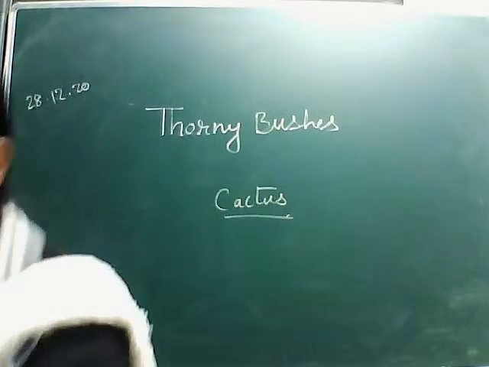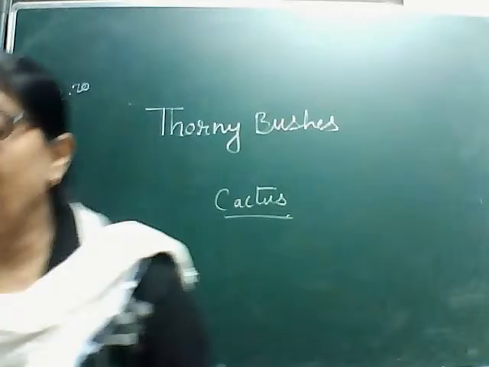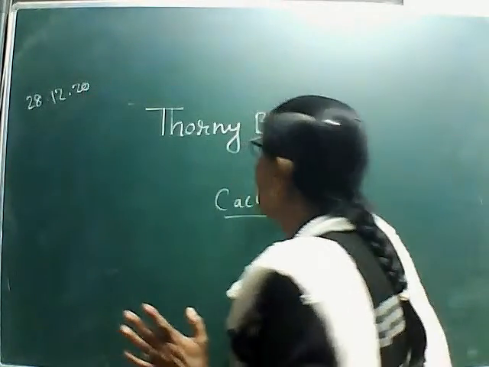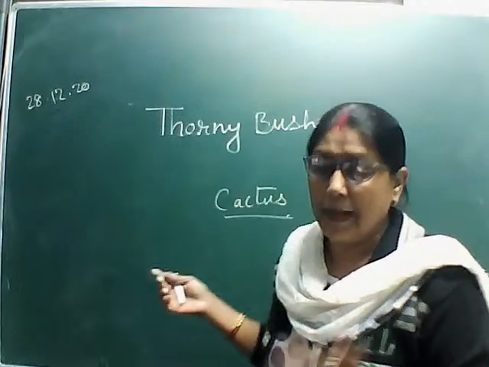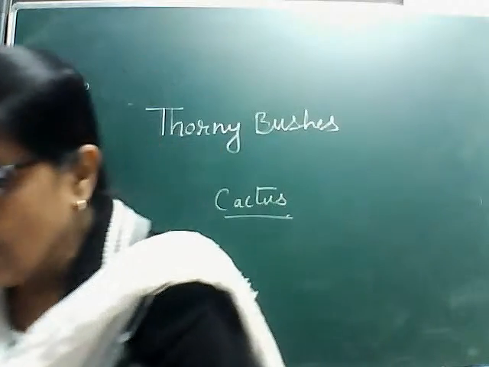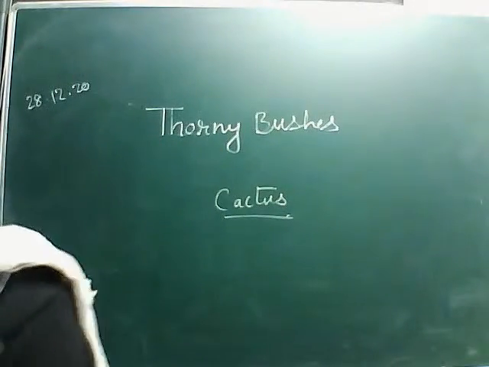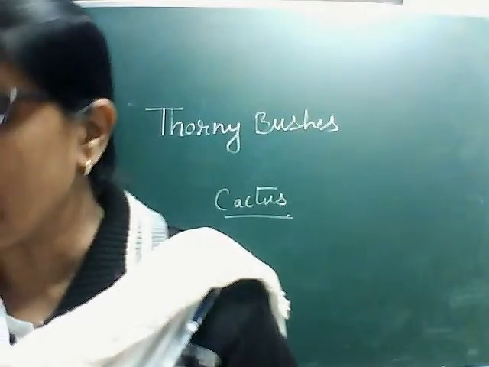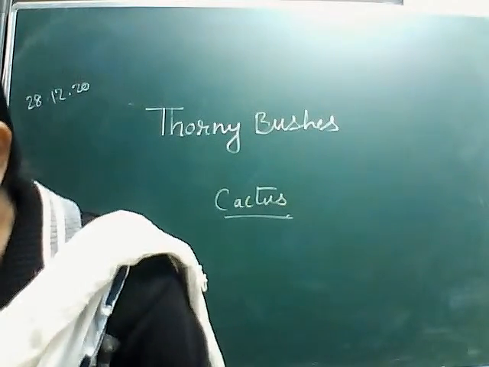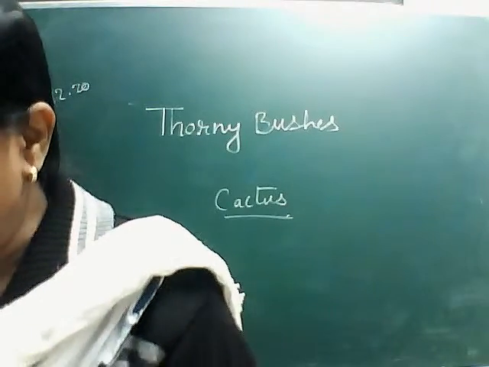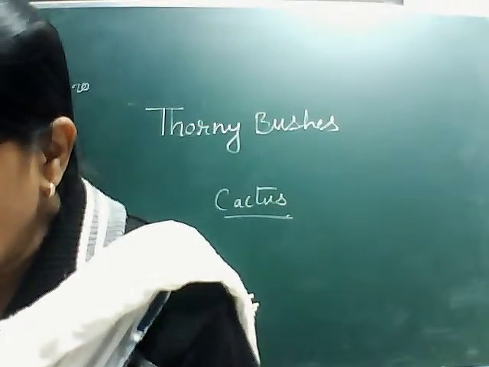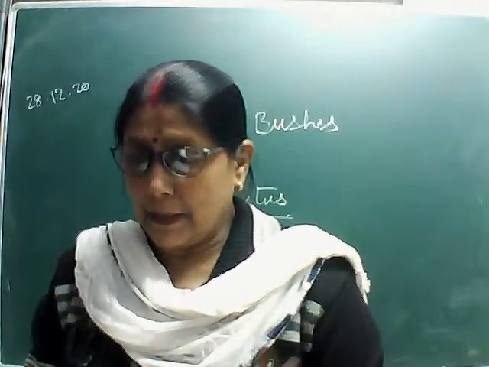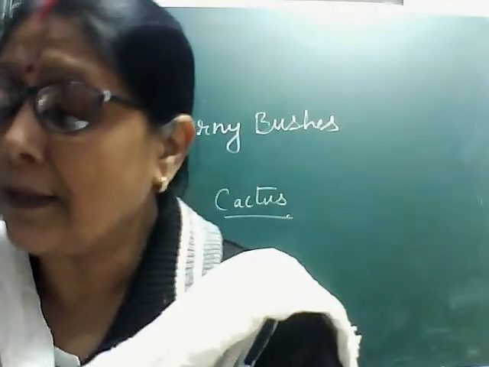Now where we can able to see this type of vegetation and thorny bushes, कहाँ हम ये देख सकते हैं? So we can see that Rajasthan first, then Punjab, then Haryana, eastern slope of Western Ghat. Now another, that is the eastern slope of Western Ghat.